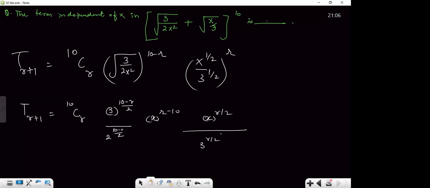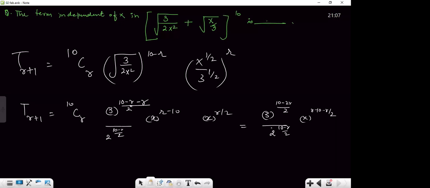Cool. So this can be written as 3 raised to power r minus 2, and this will get cancelled here, subtracted here, r by 2. So this comes out as 3 raised to power (10 minus 2r) divided by 2, into x raised to power (r minus (10 minus r) divided by 2), divided by 2 raised to power (10 minus r) divided by 2.